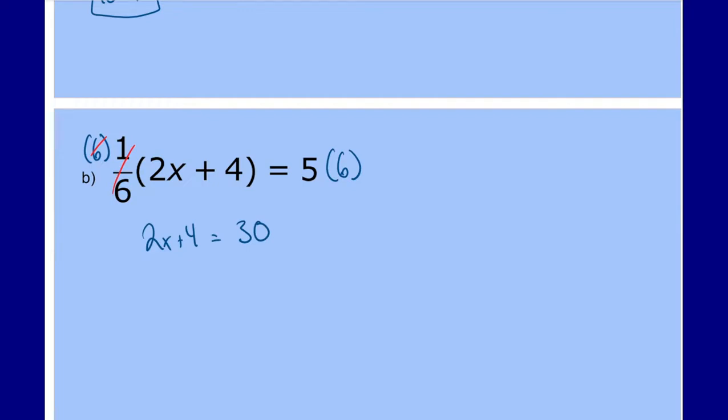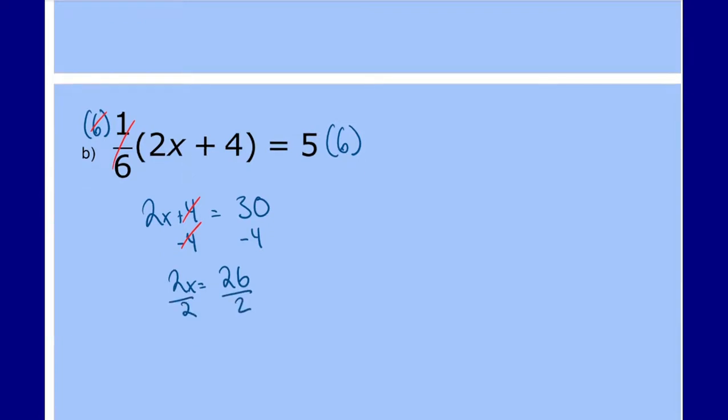Now we have a two-step equation. Again, we start with the separate term, get rid of the 4, subtract it from both sides, and it cancels out on one side. We get 2x equals 26. To get x by itself, we divide both sides by 2. Again, one side cancels out. X is equal to 13. So again, we get rid of the fraction, and it turns into something that we're a little bit more comfortable working with.